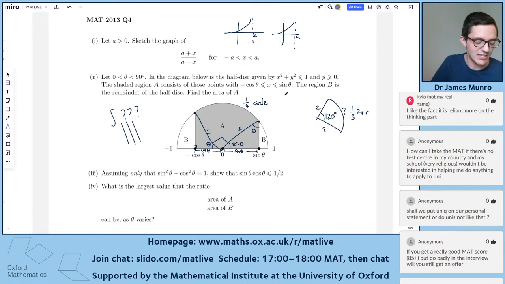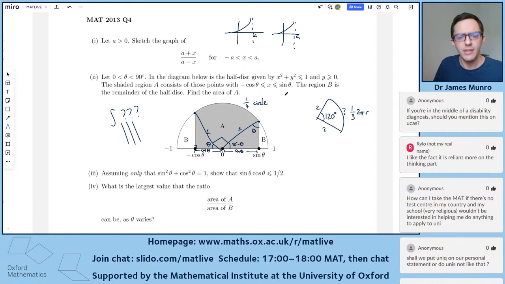Anonymous asks, if you're in the middle of a disability diagnosis, should you mention this on UCAS? I think you can disclose this on UCAS. I have that in the good to know category. I can't remember how the UCAS form works, or if it asks for diagnosed disabilities or not. Probably doesn't. I don't know offhand, sorry. I think you can. You definitely put it in a personal statement or a teacher's reference. Or contact universities. If the form is very particular, then you can contact universities separately to say, look, here's something that's going on, just to let you know. And that'll probably be really nice to help you out.